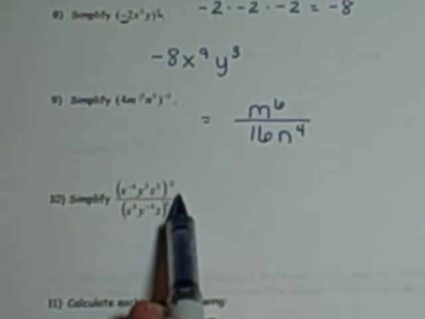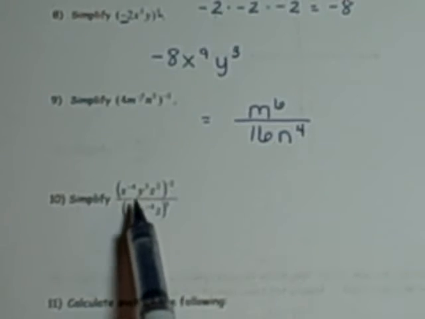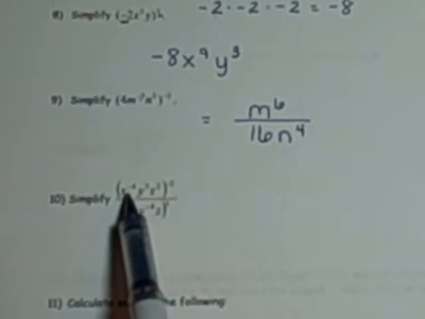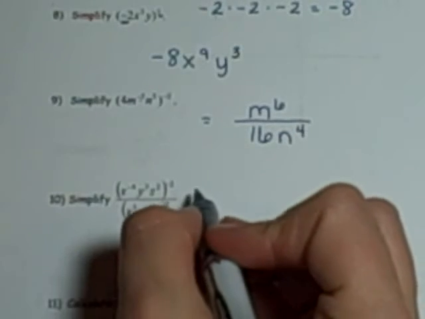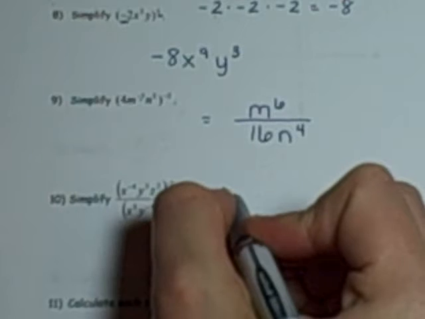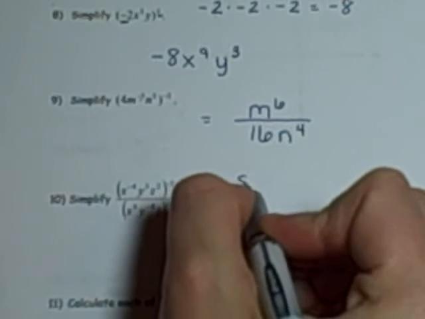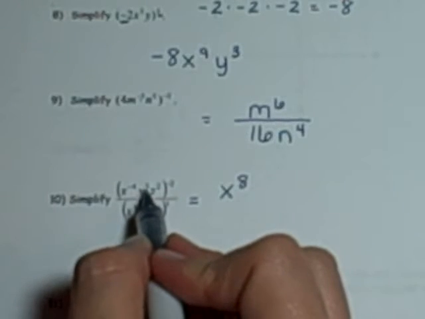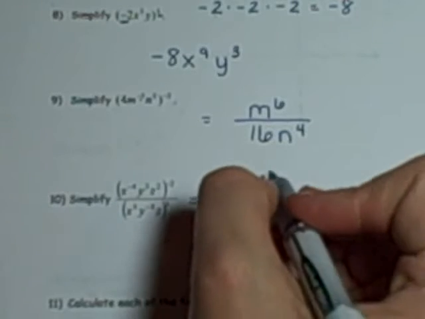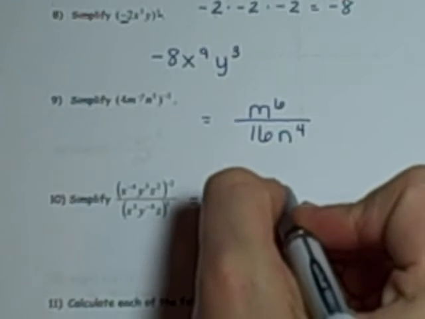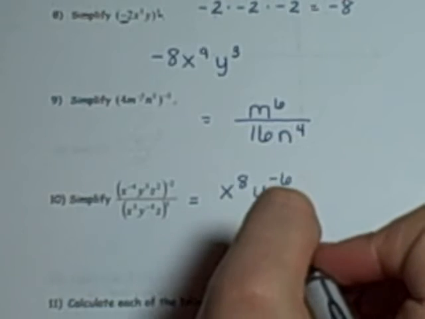I'm going to start by just looking at the top and the bottom separately. And I know here, when I raise a power to a power, I'm going to multiply. So negative 4 times negative 2 gives me positive 8. So this will become x to the 8th. Y to the 3rd, and then to the negative 2. 3 times negative 2 is negative 6. And I'm just going to leave that as a negative 6 right now.